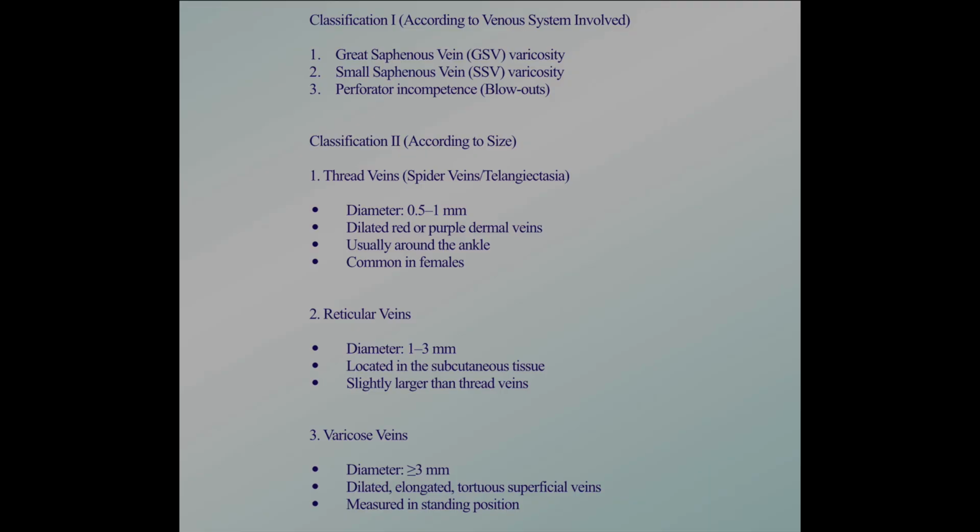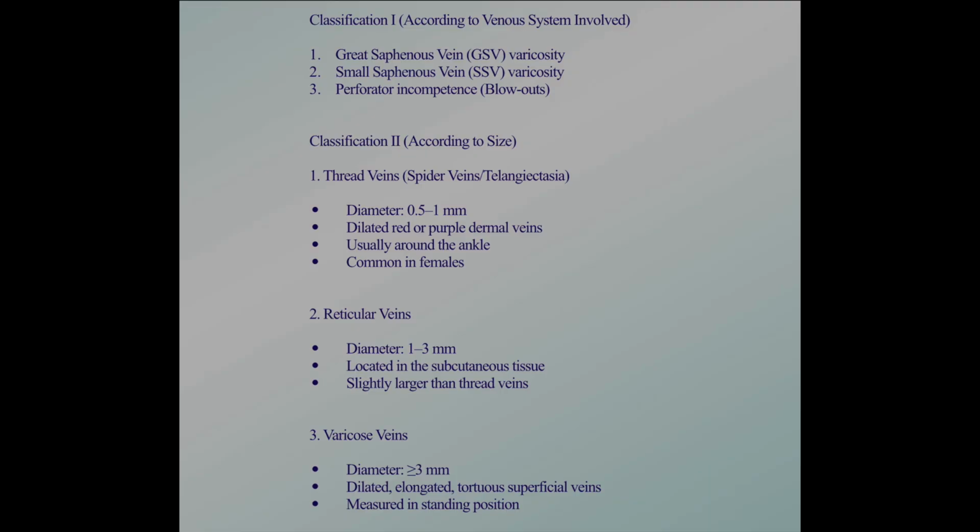The second classification is according to the size: the thread veins, the reticular veins, and the varicose veins. The thread veins are the spider veins or the telangiectasias. Diameter is 0.5 to 1 mm. They are dilated or purple dermal veins, usually around the ankle, common in females.